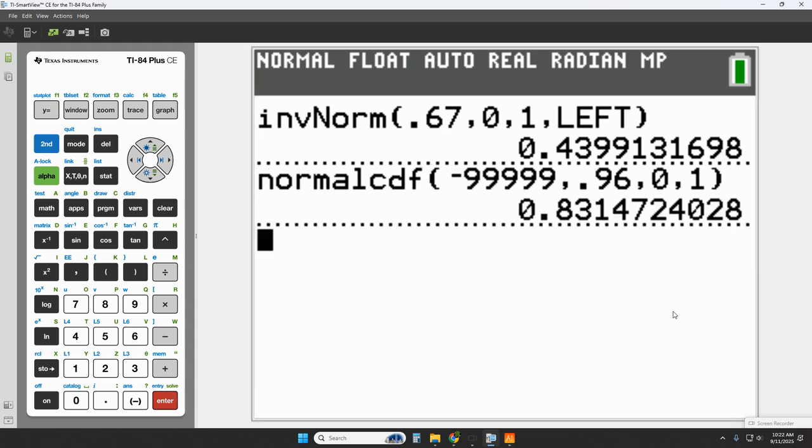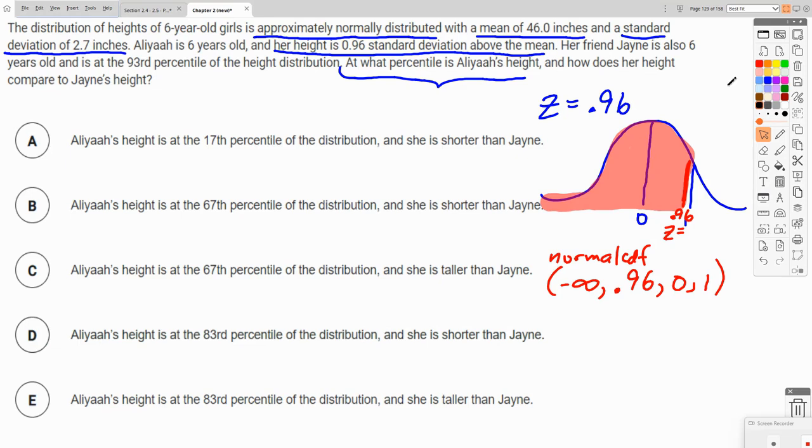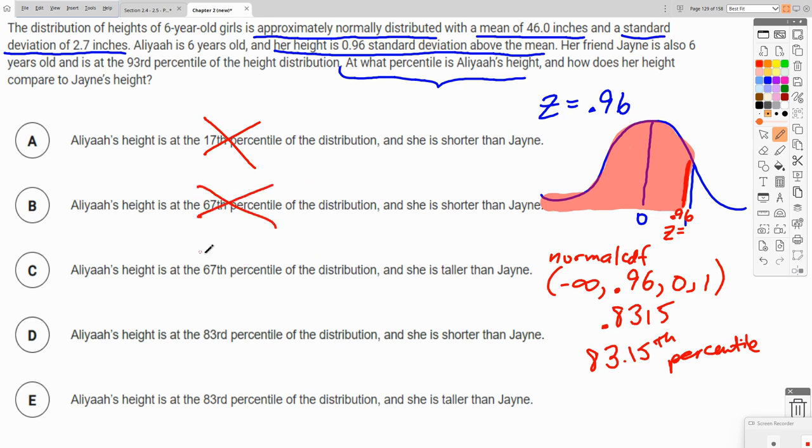And so 0.8315, which means she is in the 83.15th percentile. So Aaliyah's height is in the 17th percentile? Nope. The 67th? Nope. 83rd? Yeah.